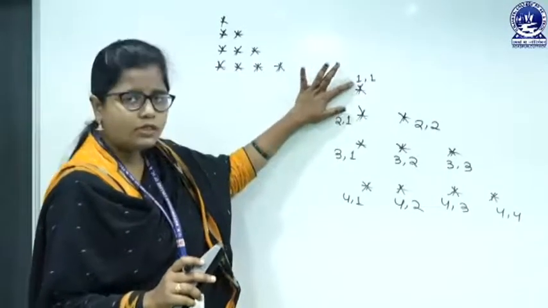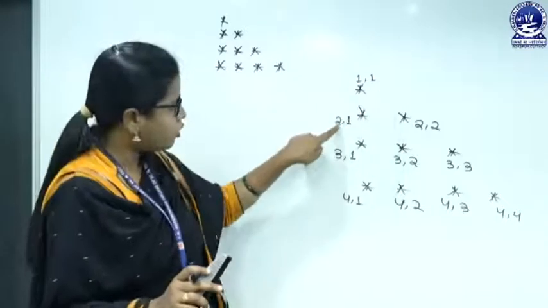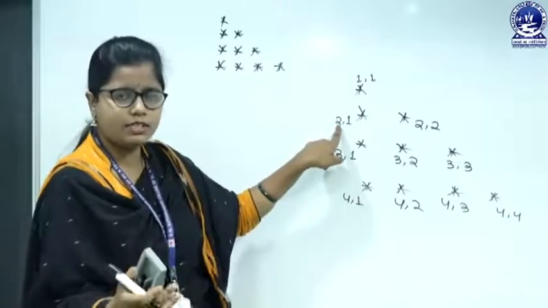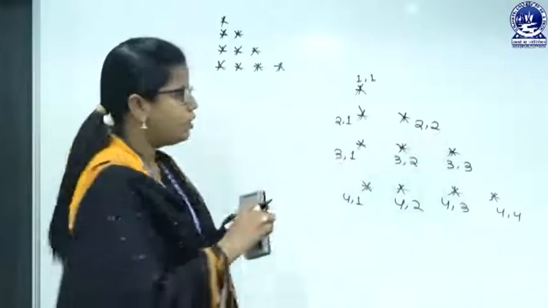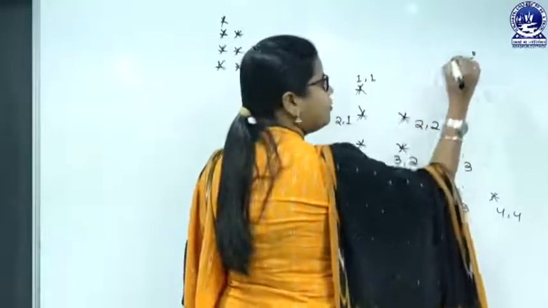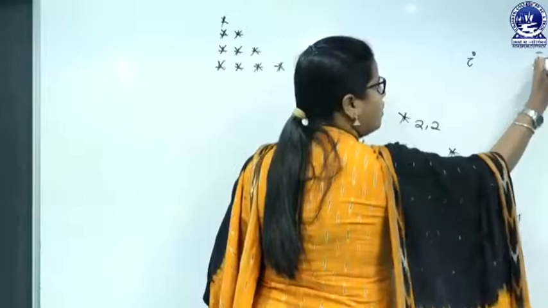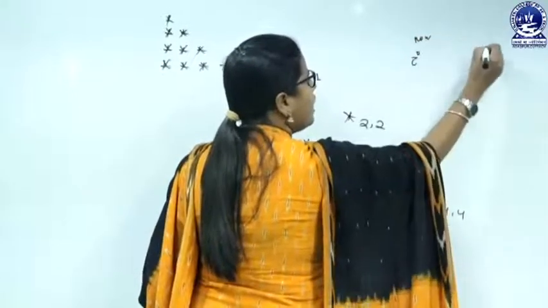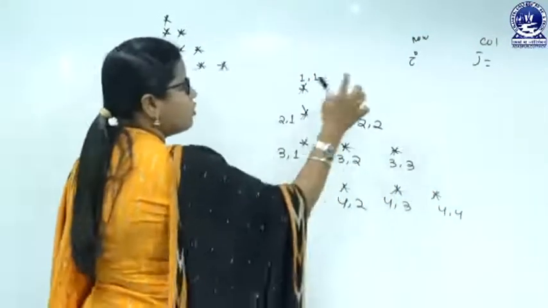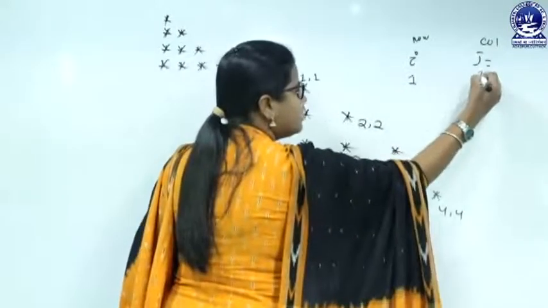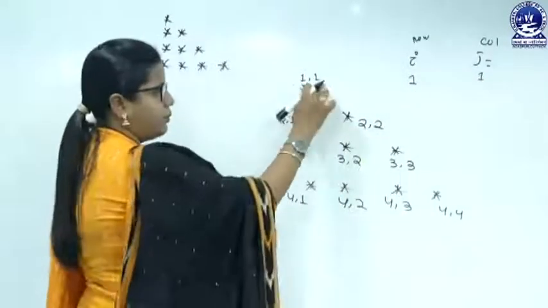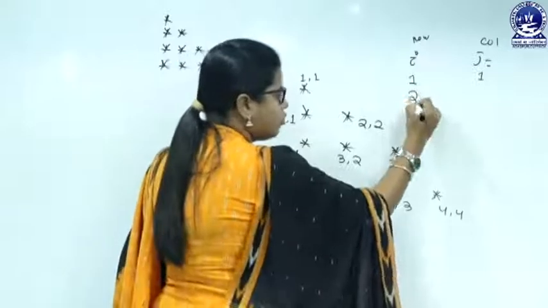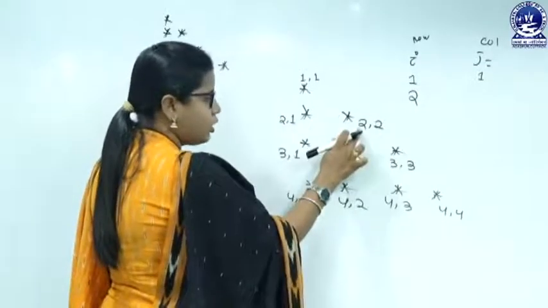When the row is 1, the column is 1. When the row is 2, the column ranges from 1 to 2. Suppose I am taking I for row and J for column. So this is the row and this is the column. So when I equals 1, J equals also 1. When I equals 2, J is 1 and 2.